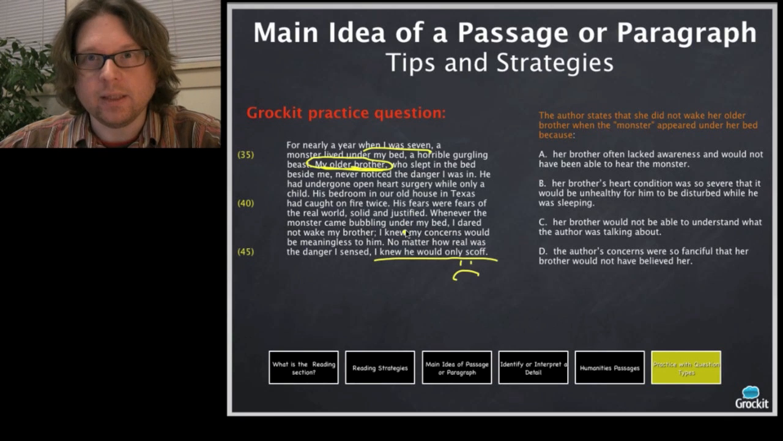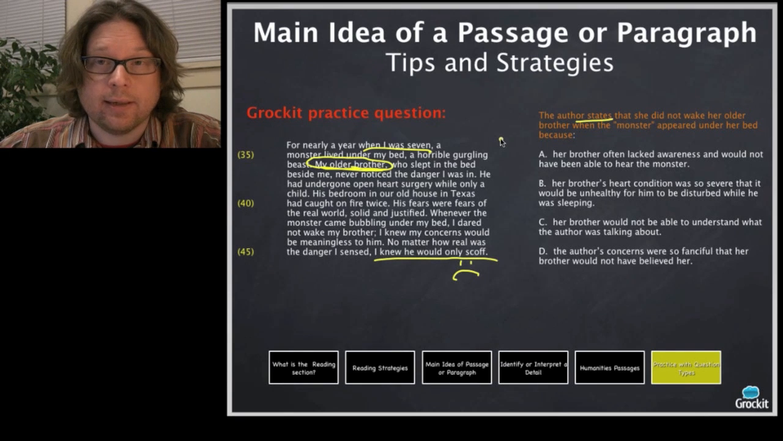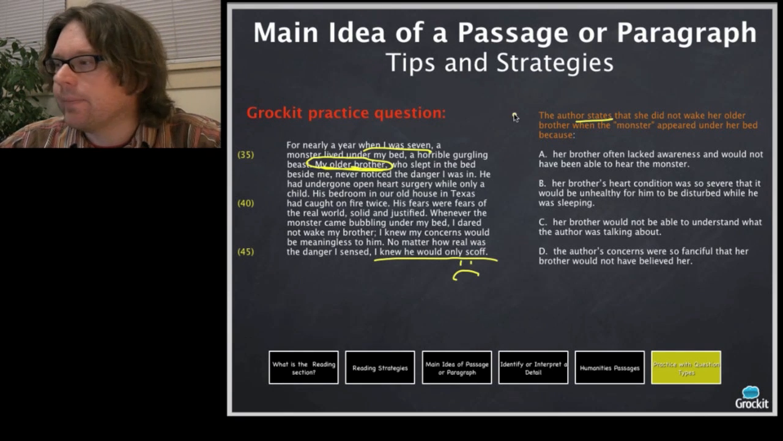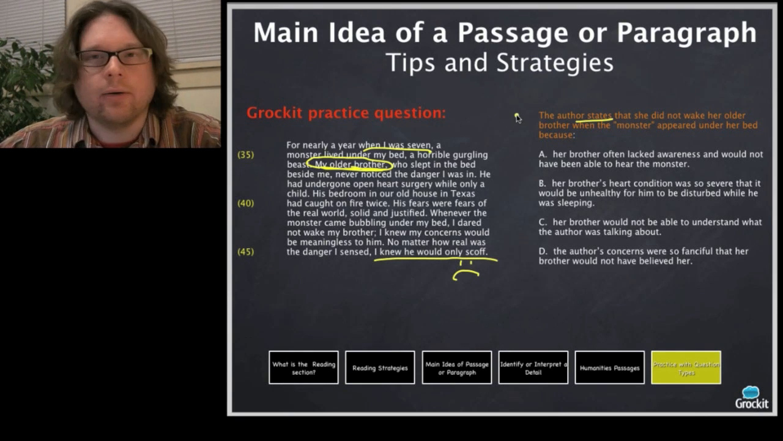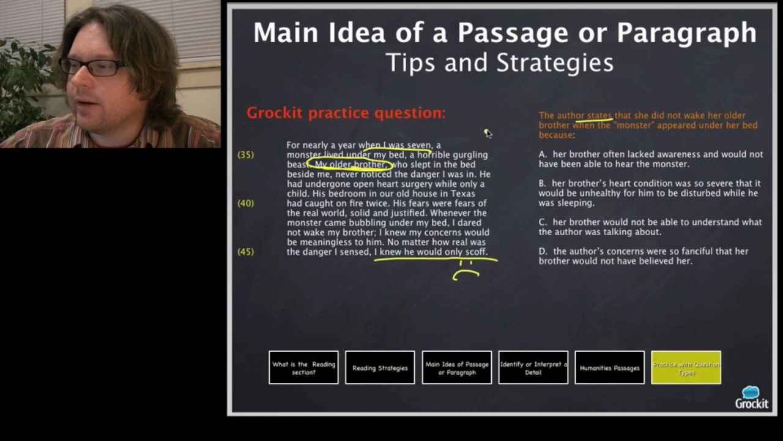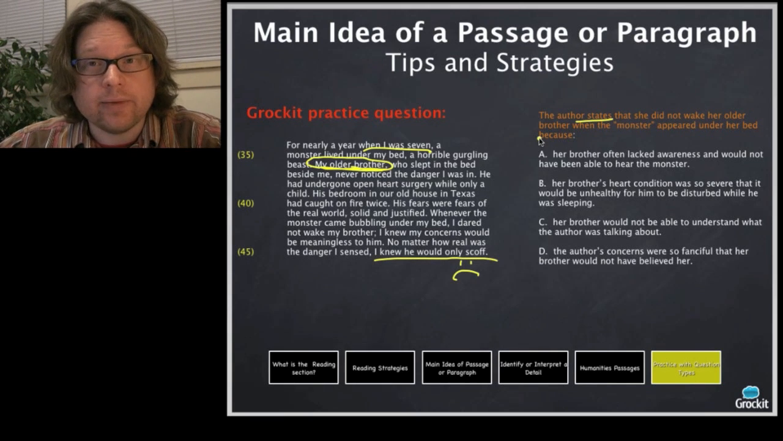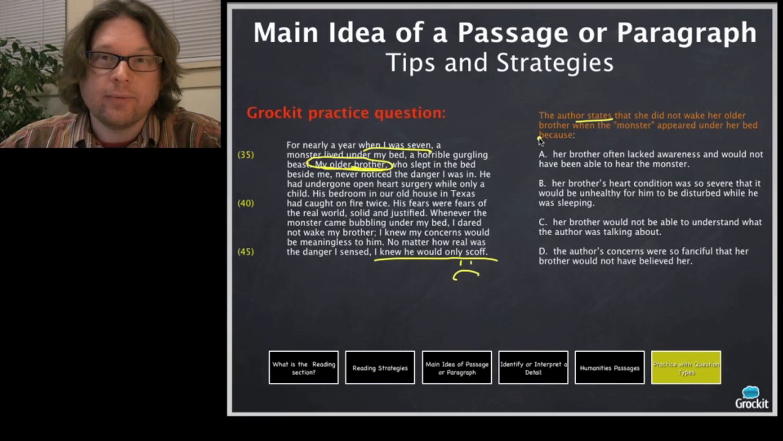Okay, let's hit the question. So the author states, that's our cue here. Author states means it's a detail question. So the answer is in the passage. The author states that she, I forgot, it's a female author. Okay, so I can stop saying his or her. The author states that she did not wake her older brother when the monster appeared under her bed because what? Well, actually, in our summarizing what the point of this paragraph was, we actually kind of have an idea.